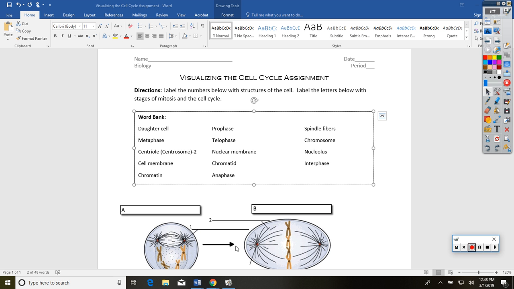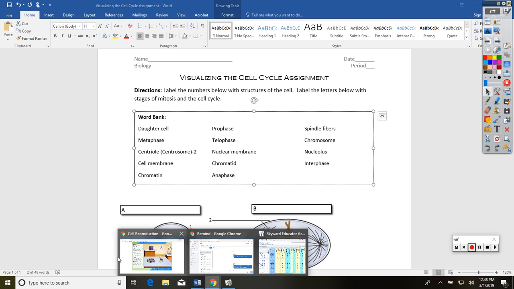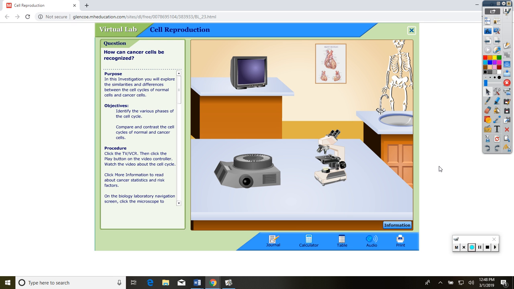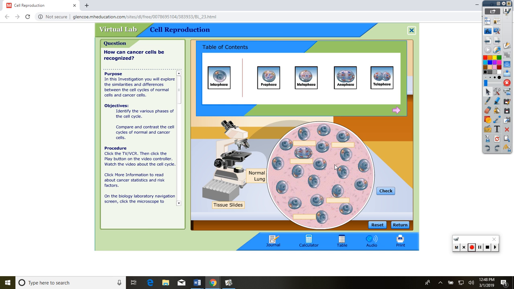Also in class, we completed the cell cycle lab. So this website is posted in the Google Classroom. You also got the handout that goes with this. The directions are on the handout. Once you watch the video and read the information, you click on the microscope and you're going to view 6 different slides with cells on them.